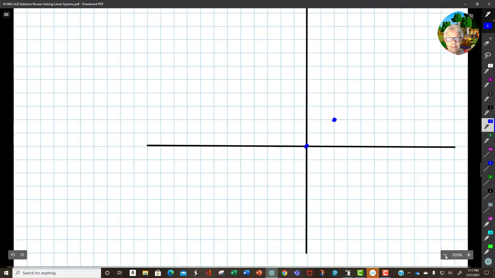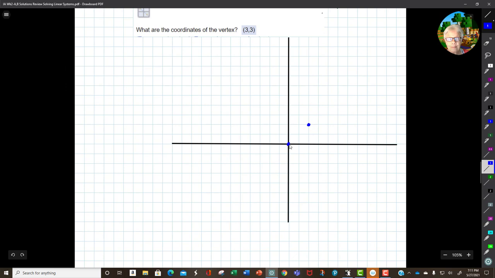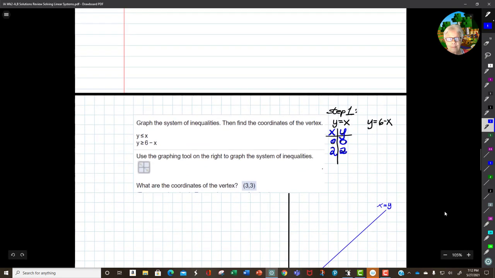Now, I need to make this a little bit smaller. And I'm going to draw a line through these. Kind of have to do it a weird way when you're doing it on a tablet. There. This is the line x equals y. Now I'm not done, because this is not y equals x or x equals y. This is really y is less than or equal to x.